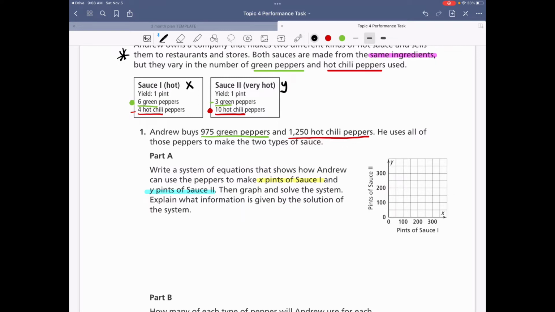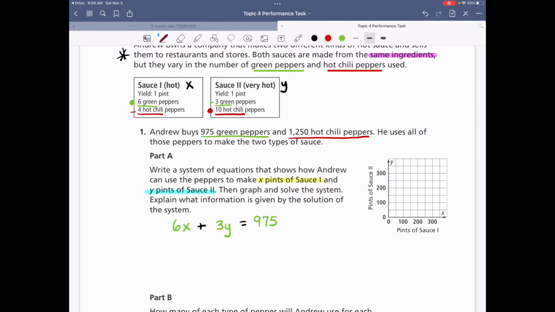We're going to have an equation for the green peppers. So for our X item, just our sauce 1, we have 6 green peppers, and since that's item 1, we're going to call it X. And then we have 3 green peppers for our sauce that we labeled Y. And that's going to equal 975. So if we use 6 green peppers for our first sauce and we use 3 green peppers for our second sauce, it equals 975 total green peppers.